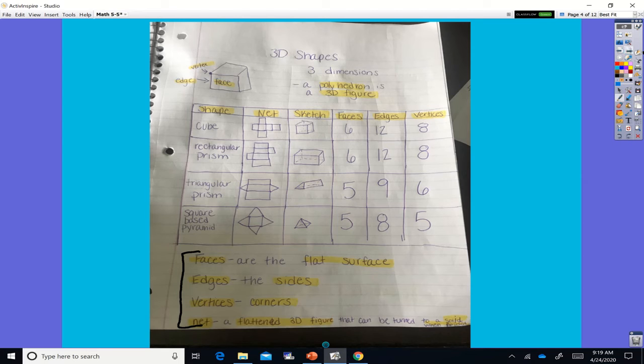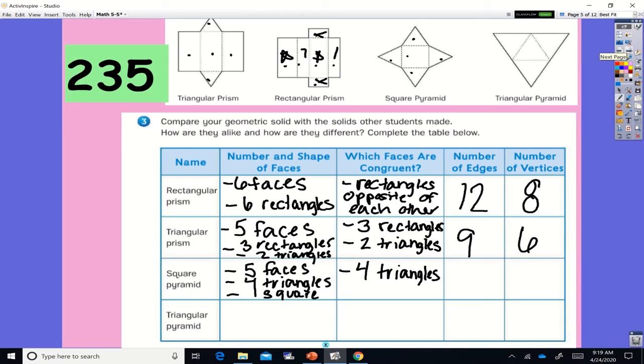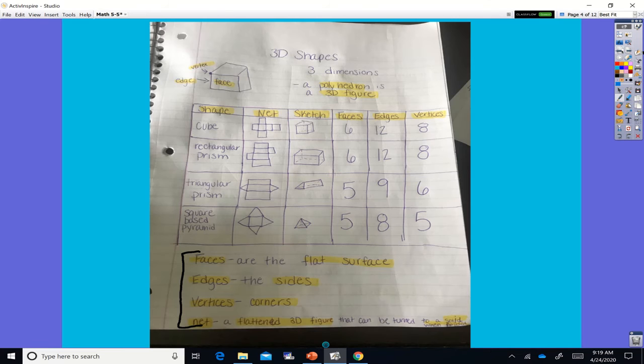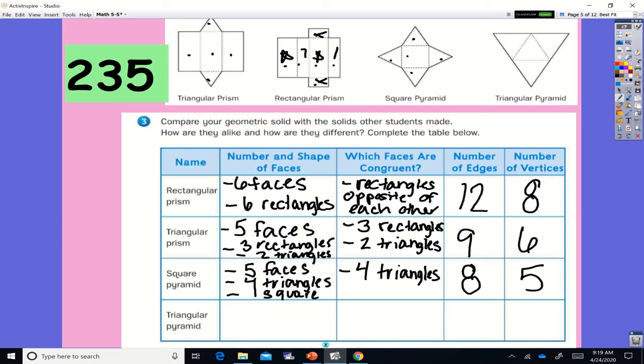And if it helps you to make these nets at home and then fold them up to get that 3D figure, that totally works for me. Okay, and then we look at our vertices. We go 1 on top, 2, 3, 4, 4 on the bottom plus 1 on top gives us 5 total. So right here, we're going to have 5 vertices.